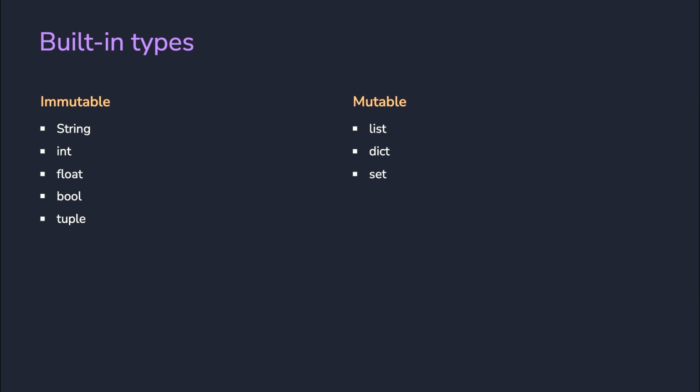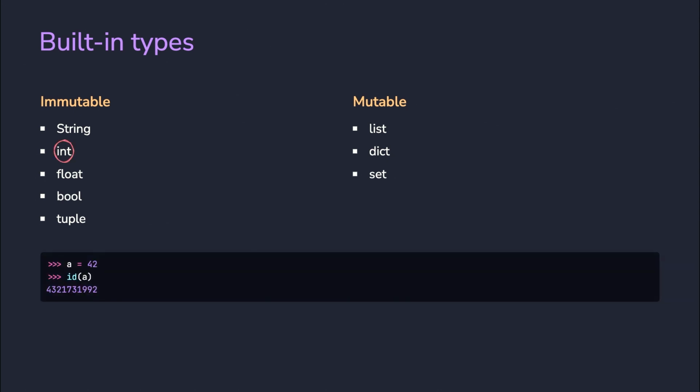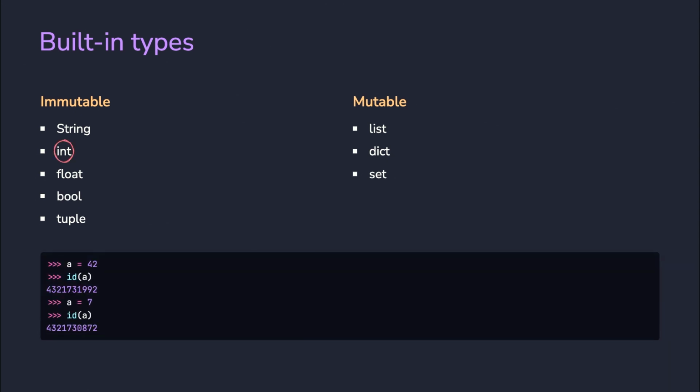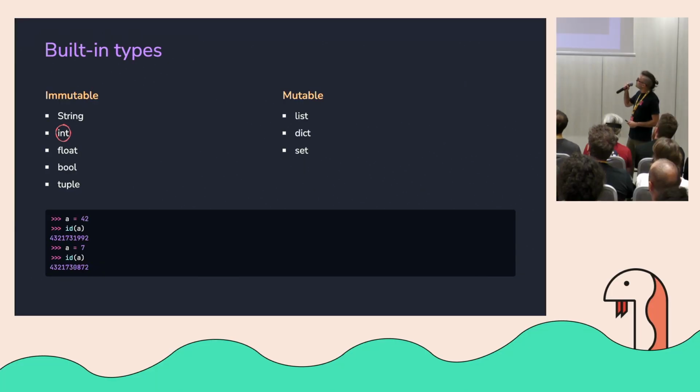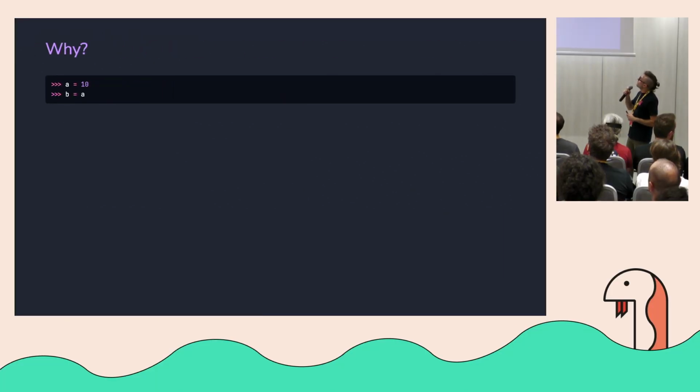You might wonder why so many types are immutable in Python. You know, you have a variable, the value has to change. So why are they immutable? I don't know, but here's the answer that I gave myself. Okay, now here's a little example. With int, you can see that if you change the value, the identity changes as well. Why? Let's see this other example.